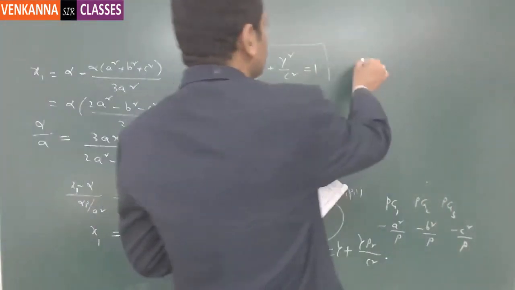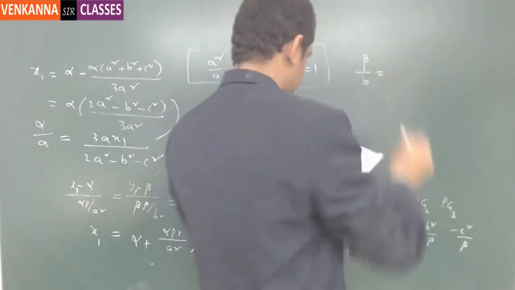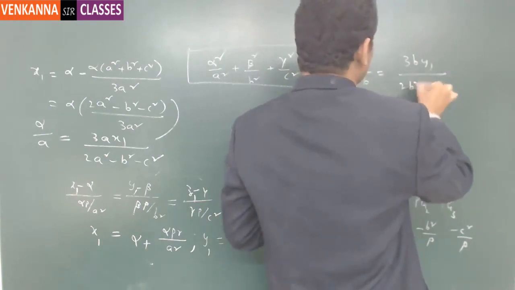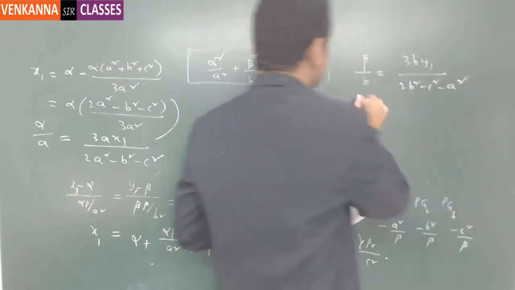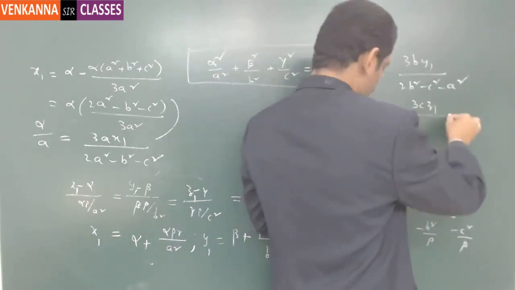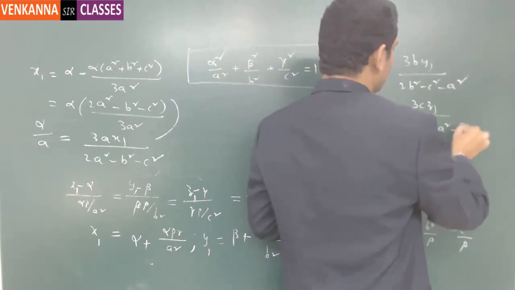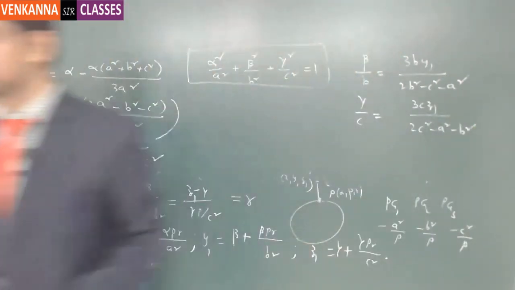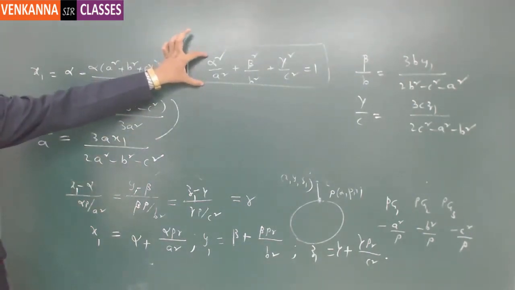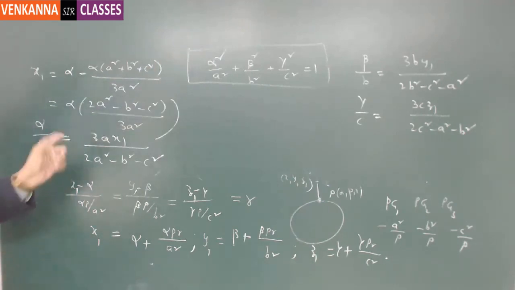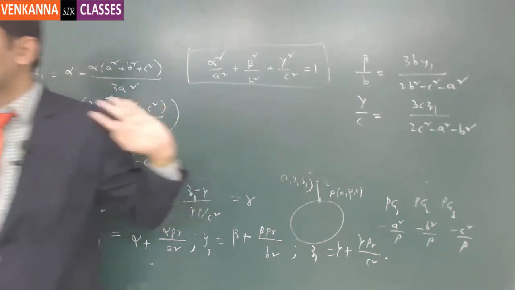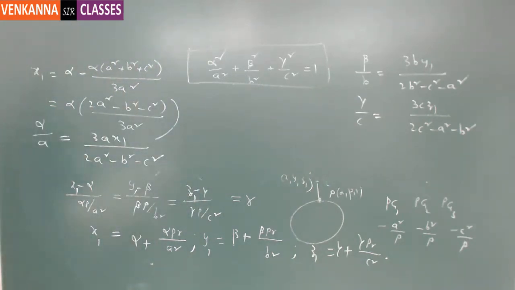So if you calculate beta by b value, it is 3y1 by 2b square minus c square minus a square, and gamma by c is equal to 3z1 by 2c square minus a square minus b square. So in this main equation, I am substituting the values of alpha by a, beta by b, and gamma by c. I will get the required locus. That is the whole idea of the problem.